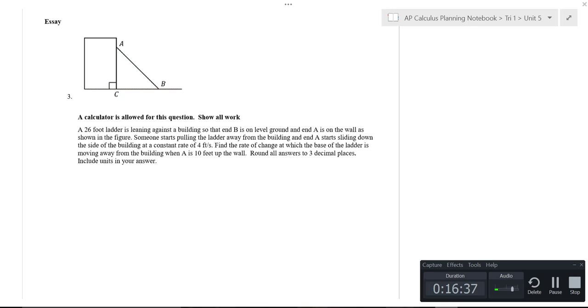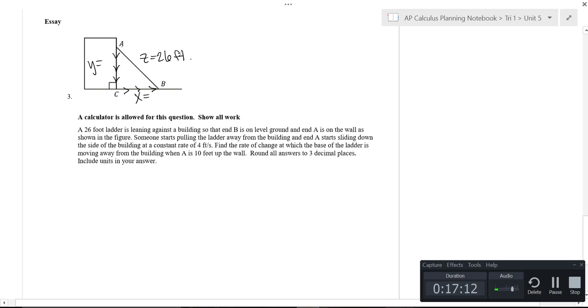All right. So I'm going to go ahead, and I always do like X, Y, Z. We know this is a 26-foot ladder, so I'm just going to write that down already. Someone starts pulling the ladder away from the building. So if I'm pulling the ladder away, that means this X is going to be increasing, or we're moving to the right. And end A starts sliding down the building. So we're moving down. Here's my notation. At a constant rate of 4 feet per second. Find the rate of change at which the base of the ladder is moving away from the building when A is 10 feet up the wall.